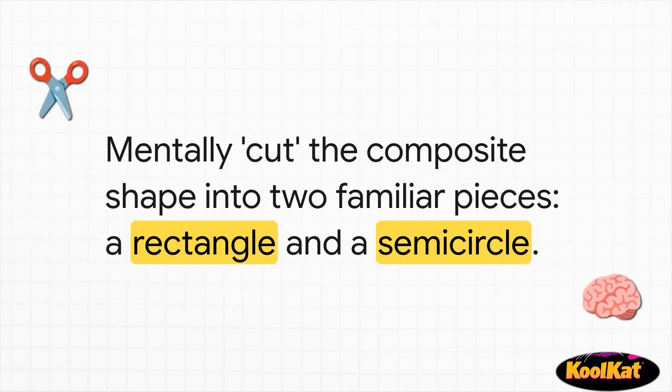All right, step 1, break it apart. Just imagine taking a pair of scissors and making one clean cut right where that rectangle stops and the half circle starts. What do you have now? You don't have one weird shape anymore. You have 2 totally normal, familiar shapes, a plain old rectangle and a semicircle. See? It's already way less intimidating.